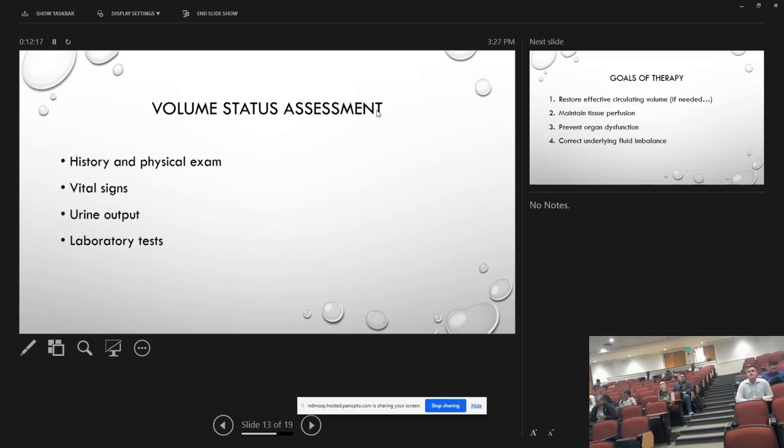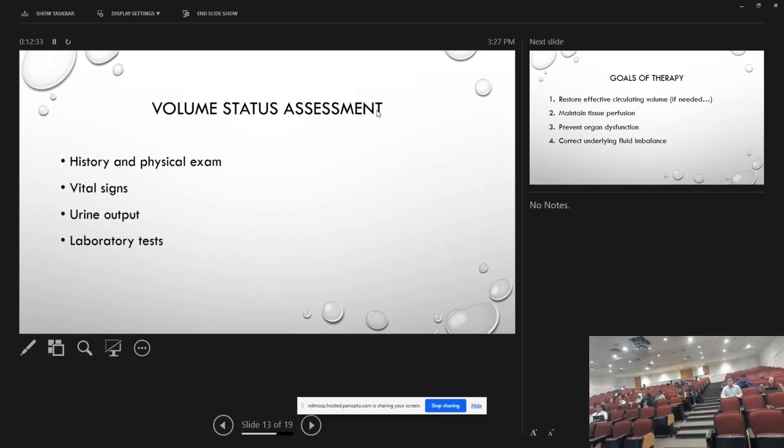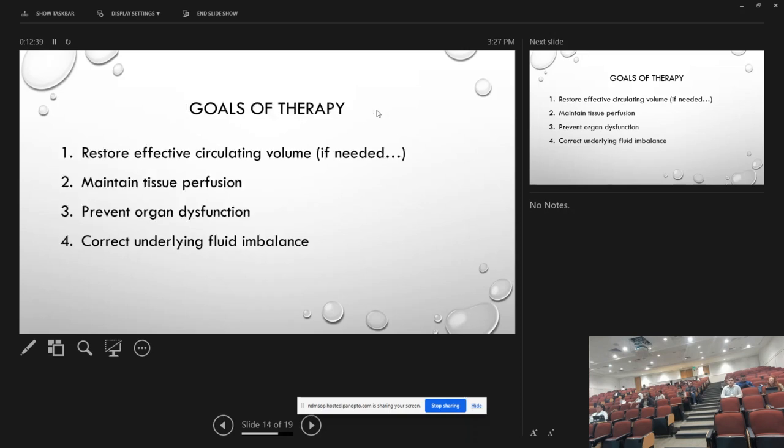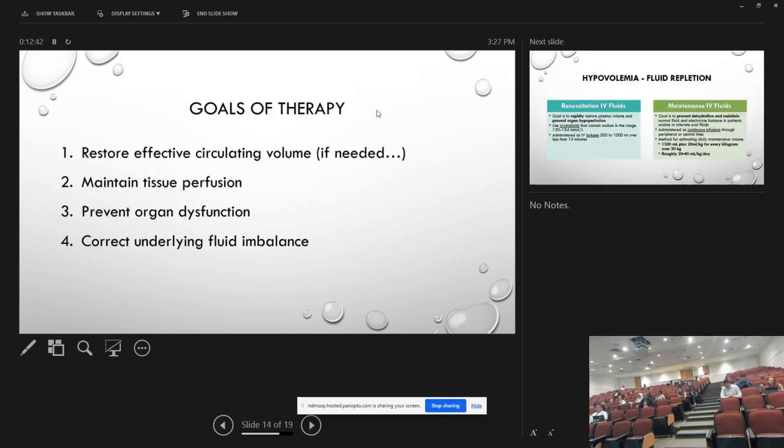Certainly vital signs and orthostasis, like we just talked about, those are very important to help you assess the patient's volume status. Urine output, like we talked about yesterday, right? A trend in urine output, urinary frequency, etc. And then any laboratory tests to help you assess volume status. That should help put the whole picture together.